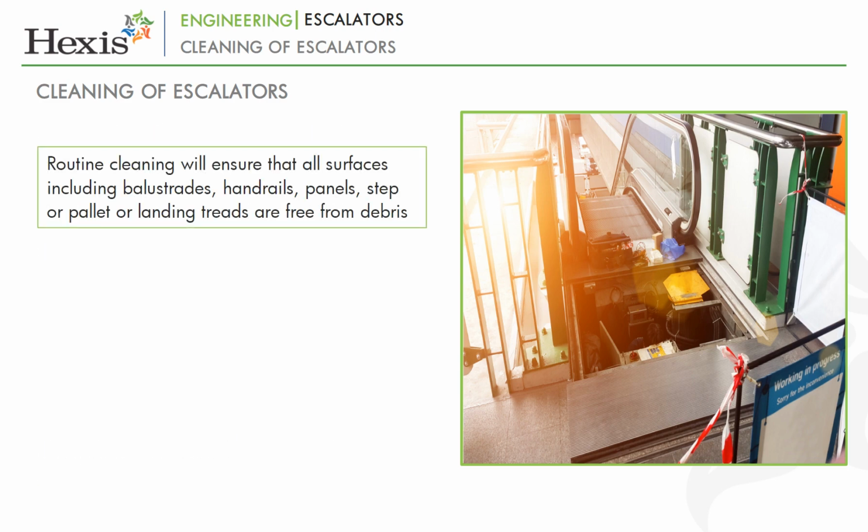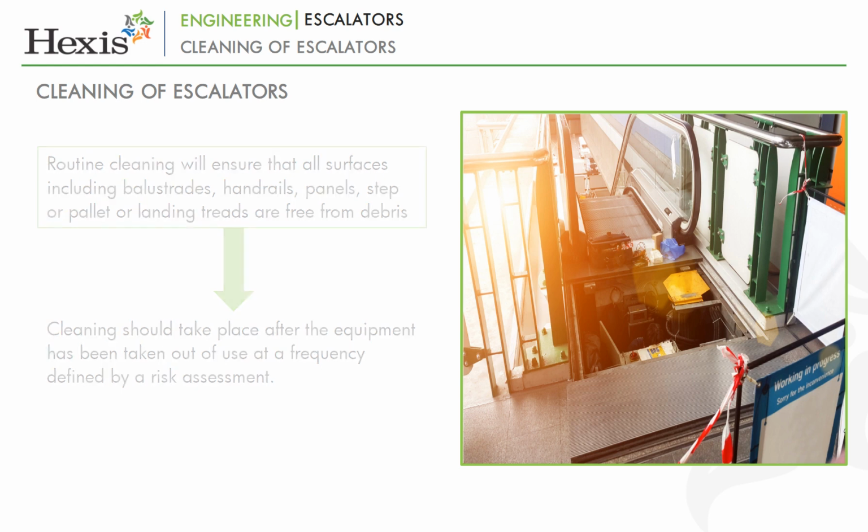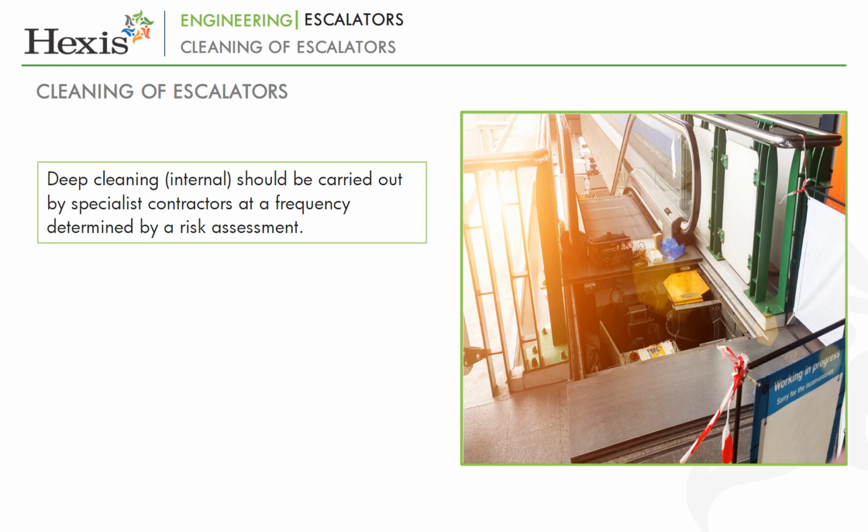Routine cleaning will ensure that all surfaces including balustrades, handrails, panels, step or pallet or landing treads are free from debris, litter or spills which may increase the fire, slip, trip or breakdown risk of the equipment. Cleaning should take place after the equipment has been taken out of use at a frequency defined by a risk assessment. Deep cleaning, that is internal, should be carried out by specialist contractors at a frequency determined by a risk assessment and dependent upon the design, use and environment in which it is situated.